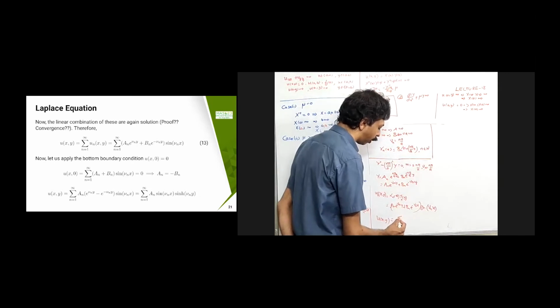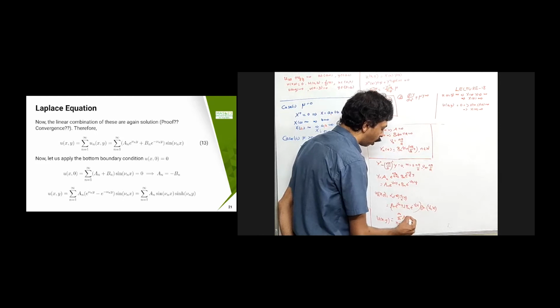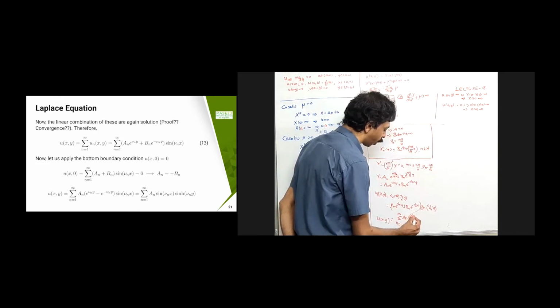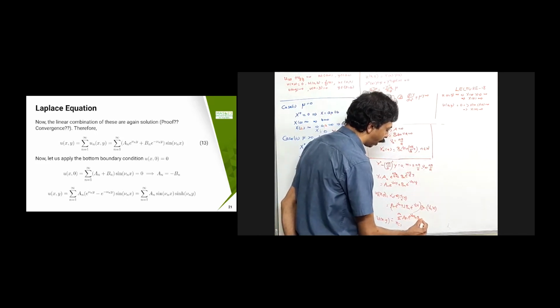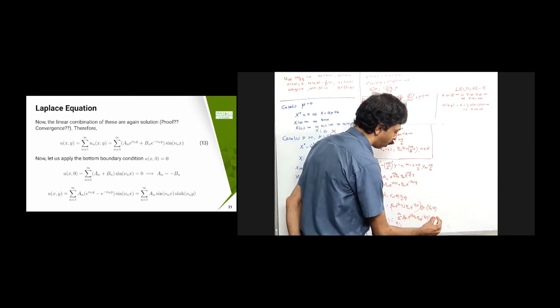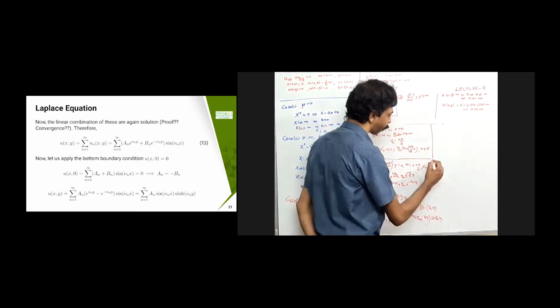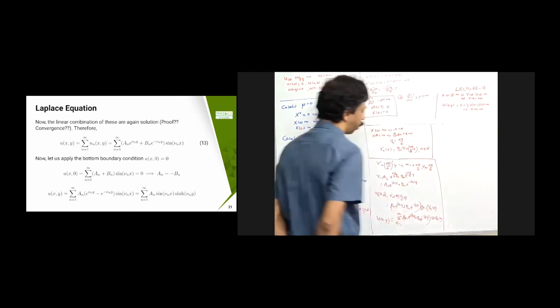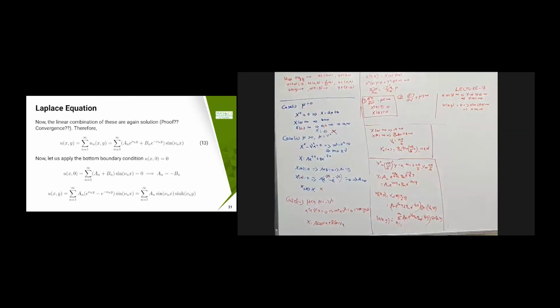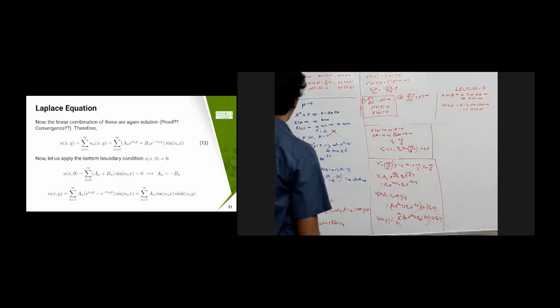Again, as absorbed notation. So therefore, you are going to get the summation n equal to 1 to infinity of an e^(νn y) plus bn e^(−νn y) into sin(νn x). Okay, so this is going to be my u(x,y). So I have used these two conditions. Now the remaining two conditions, these two are not used, so I'm going to use those conditions.